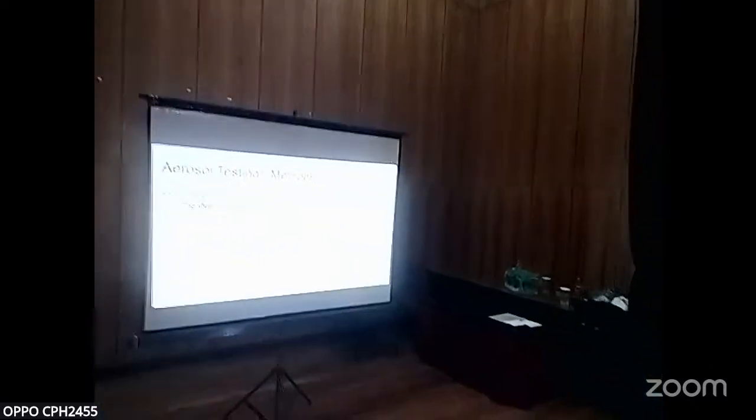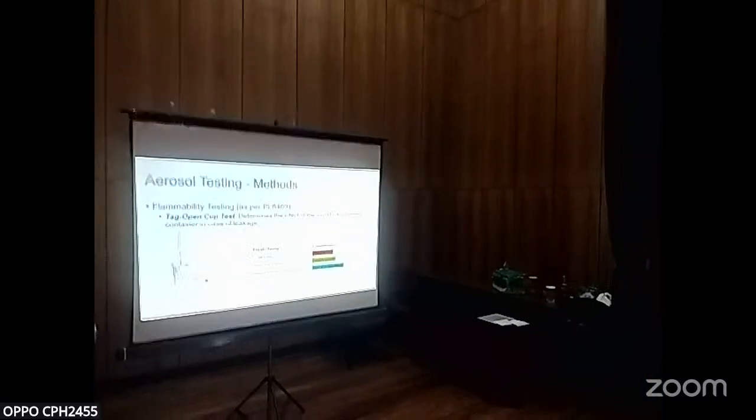The other is the tag open cup test method. I will not go into much detail. It talks about the flash point of the content present inside the container, by applying a temperature rate of 120 degrees and then estimating the temperature. These are the temperatures and these are the classifications, all of which are given in great detail in the standard.